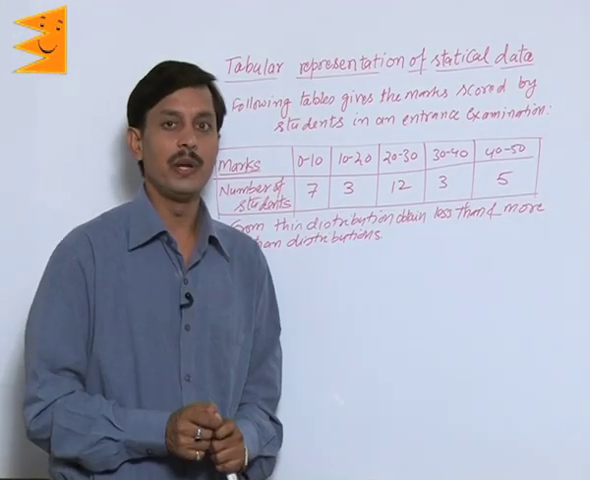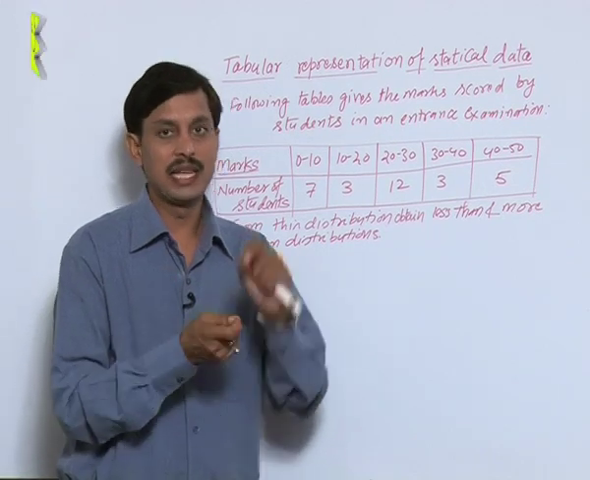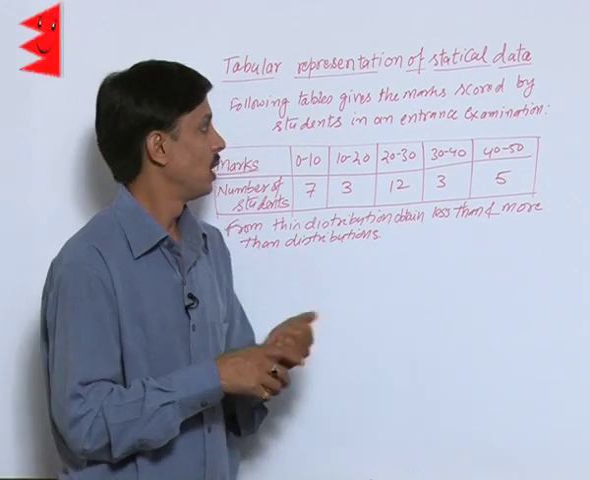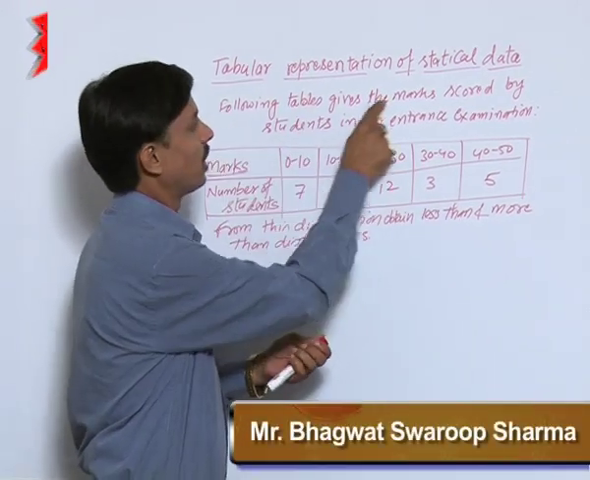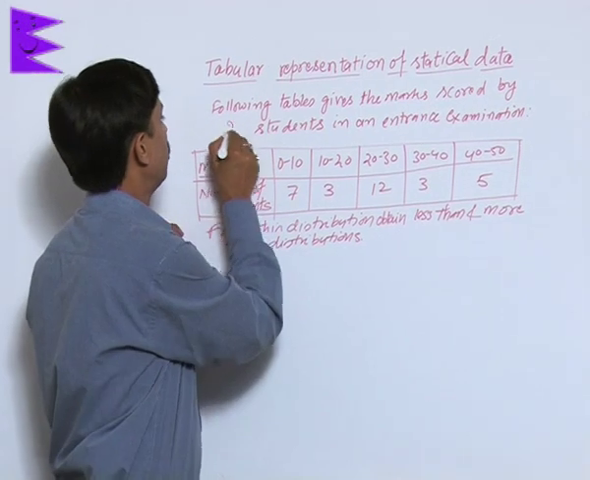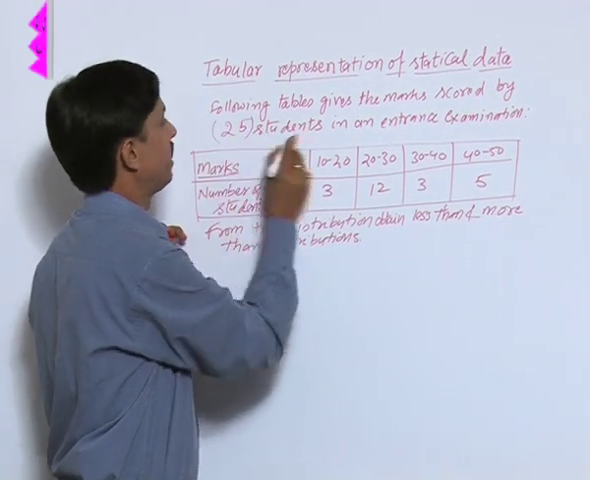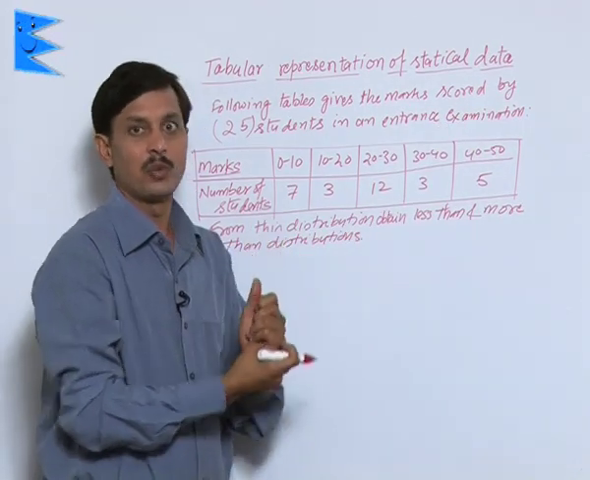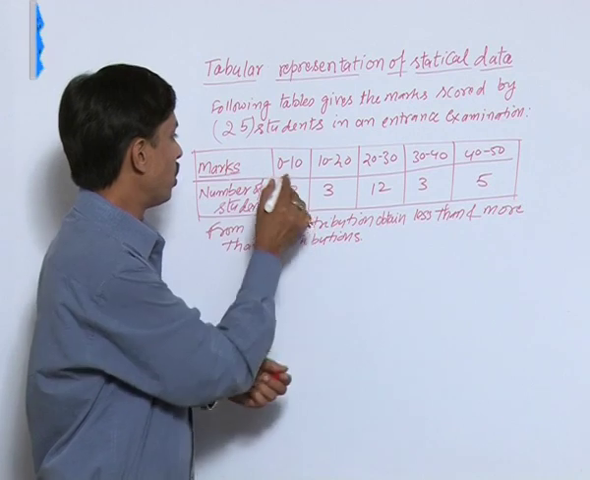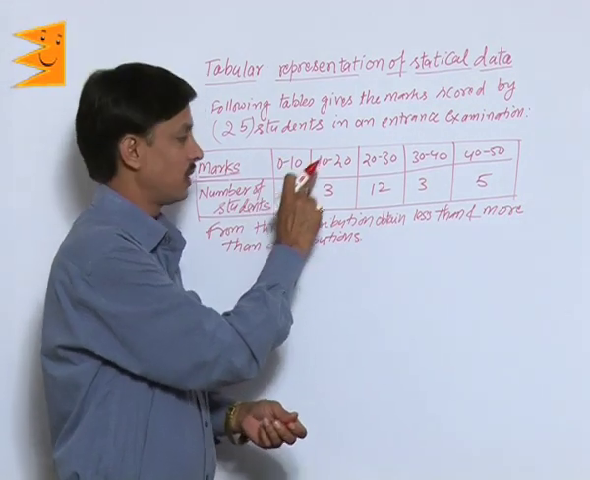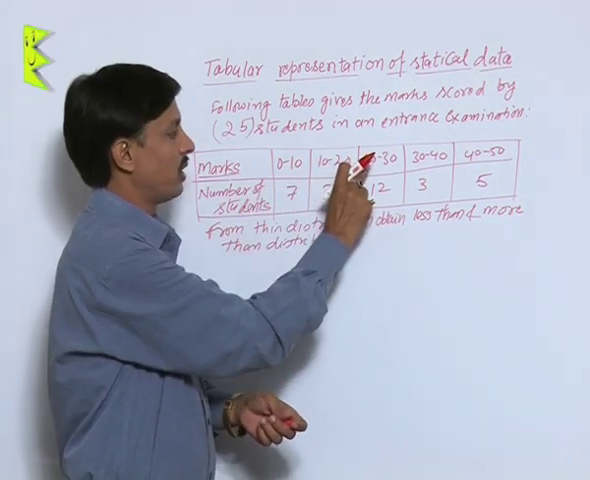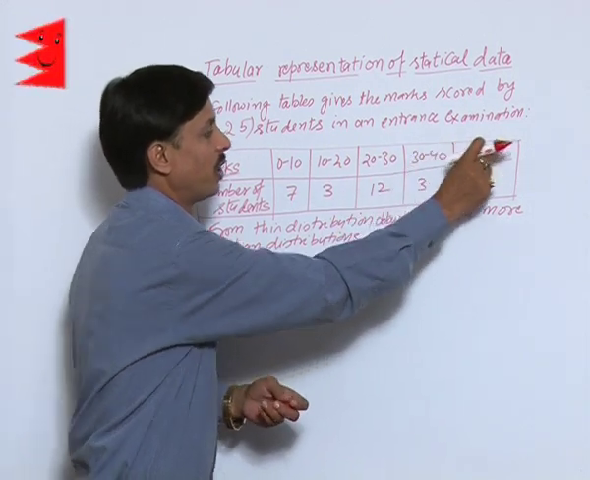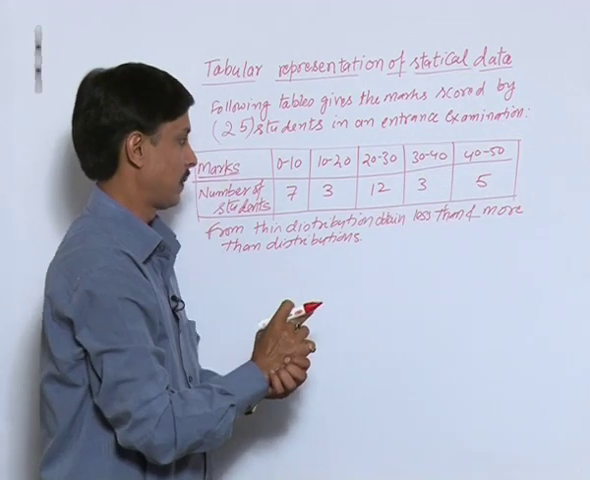Now I want to explain to you how to make the less than and more than distributions with one practical approach. Suppose the following table gives the marks scored by 25 students in an entrance examination. Marks 0 to 10, there were 7 students; 10 to 20, 3 students; 20 to 30, 12 students; 30 to 40, 3 students; 40 to 50, only 5 students.